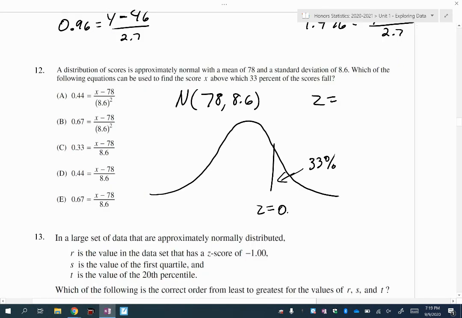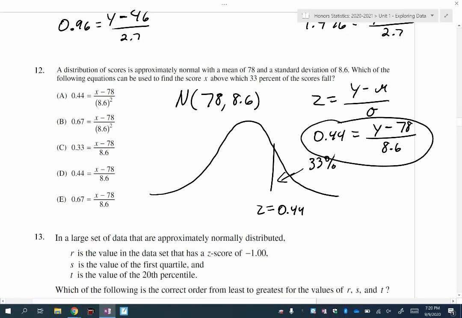So if I'm using this formula of y minus mu over sigma, I'm trying to find the y value, the score associated with that z-score of 0.44. So this is what I'm looking for in my answer, right? It doesn't ask me to solve for it. It just says pick which one makes sense.